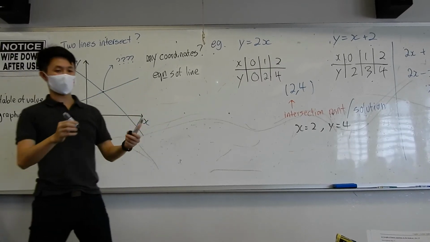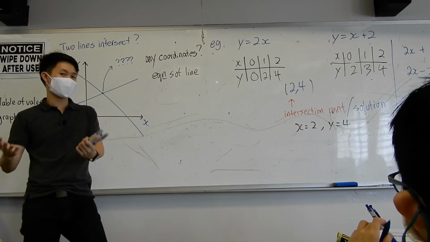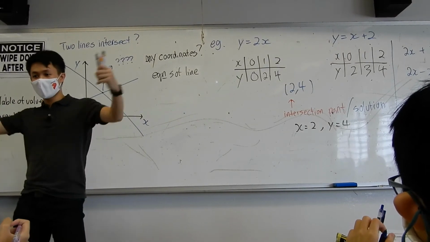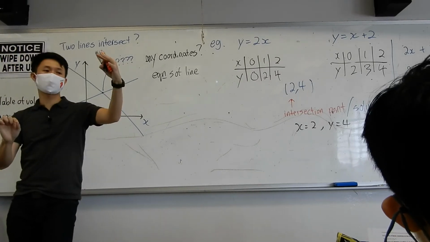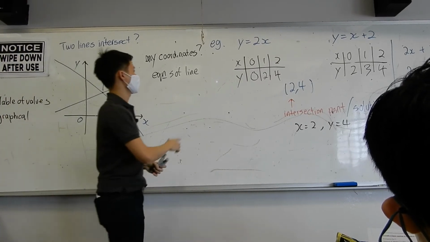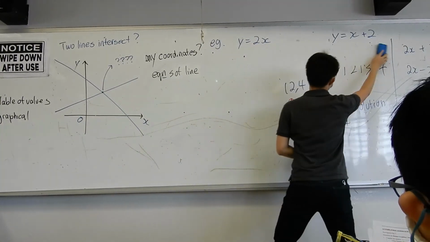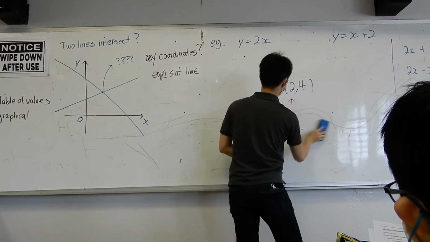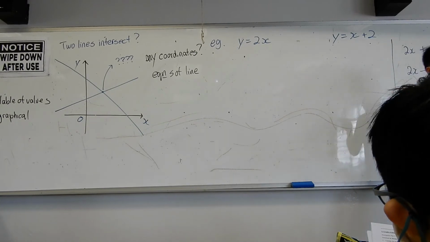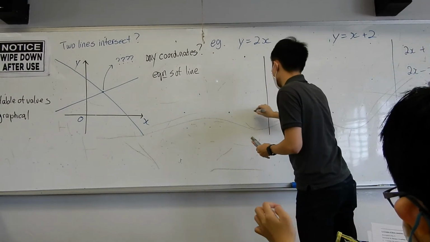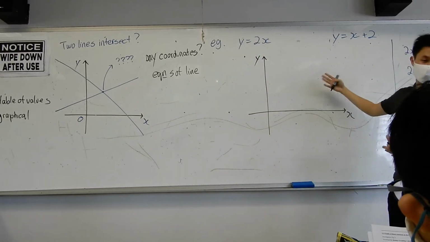If I don't want to use this table of values, I can actually just draw the graphs. I draw the graphs properly, find the intersection, and find the coordinate of the intersection. I'm going to show you how to do this. When it comes to quickly drawing the graph, you need to draw them on the same graph. Don't draw two separate graphs. Just draw on one graph like that.